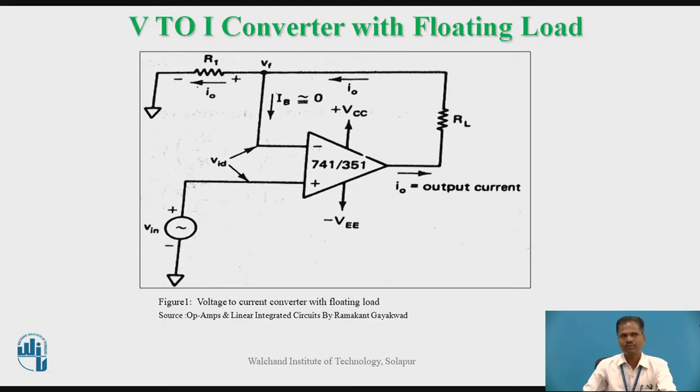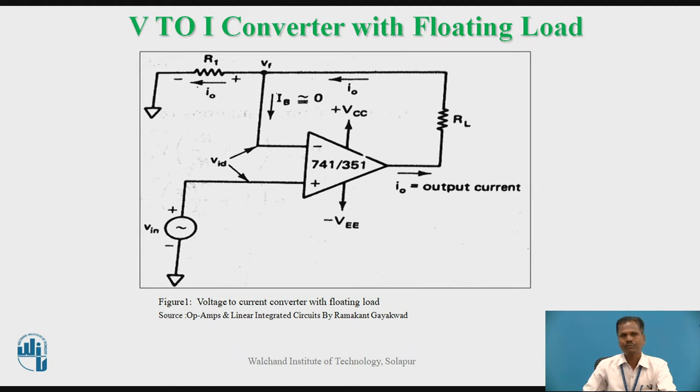Now let us see the first version of voltage to current converter, that is V to I converter with floating load. The figure shows the circuit diagram for V to I converter with floating load, in which load resistor RL is connected in the feedback loop of the operational amplifier. It is connected between the output terminal and inverting input of the operational amplifier in place of feedback resistor RF. The input voltage to be converted into proportional output current is applied to the non-inverting input of the operational amplifier. So the op-amp is working in non-inverting mode, and the feedback voltage, the voltage appearing across R1, that is proportional to output current, is applied at the inverting input.